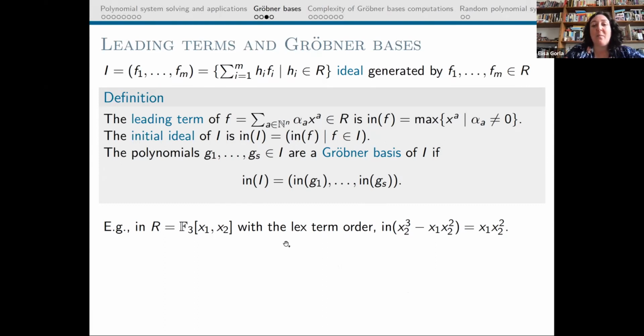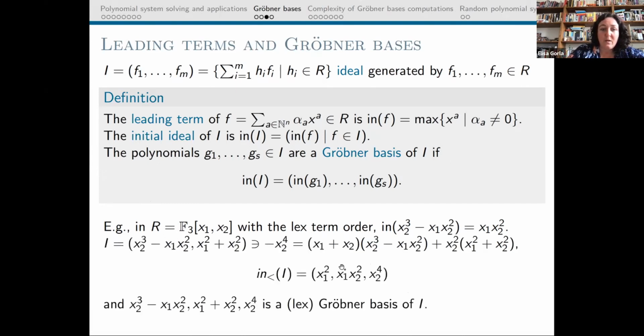So I have an example just to give a flavor of how this works. So I take two variables, x1, x2, and I take lexicographic. So if I take this polynomial here, the leading term is this one because it contains the x1 and the other one doesn't. And now I take two generators for my ideal. One is this one, the other one is x1 squared plus x2 squared. So this one will be bigger.